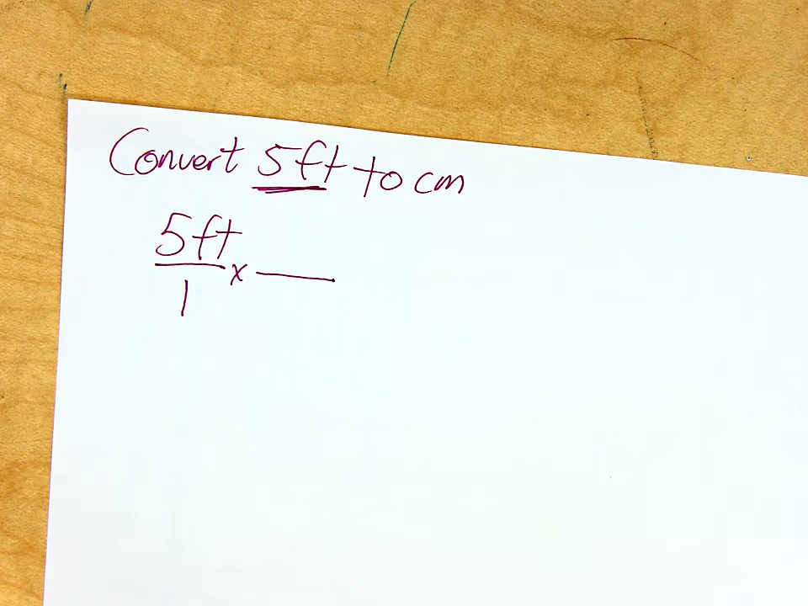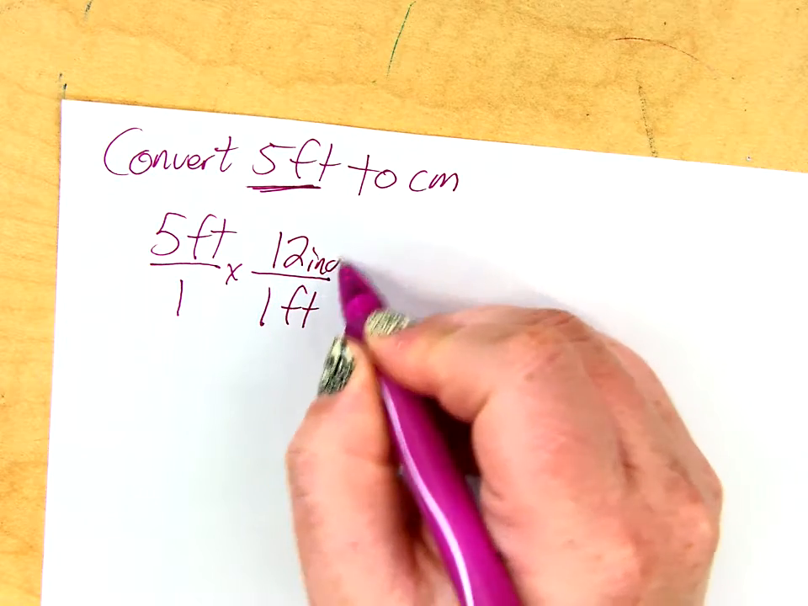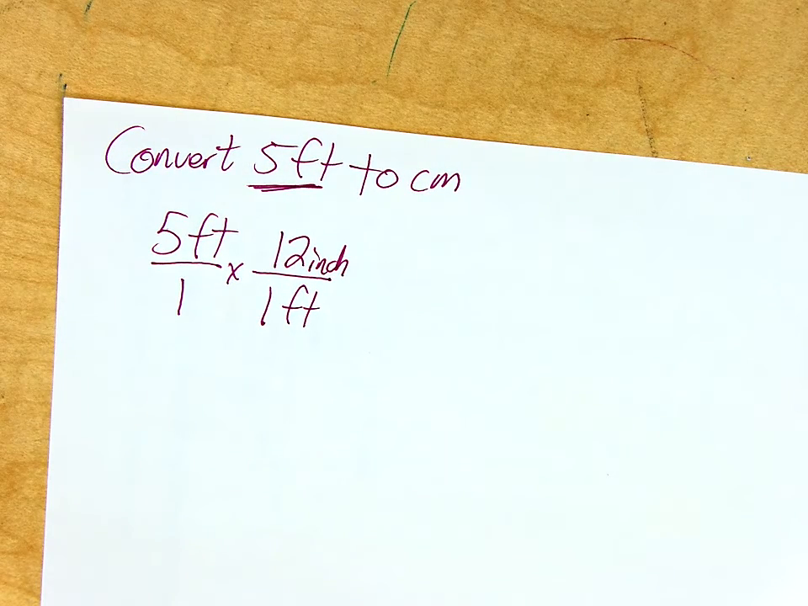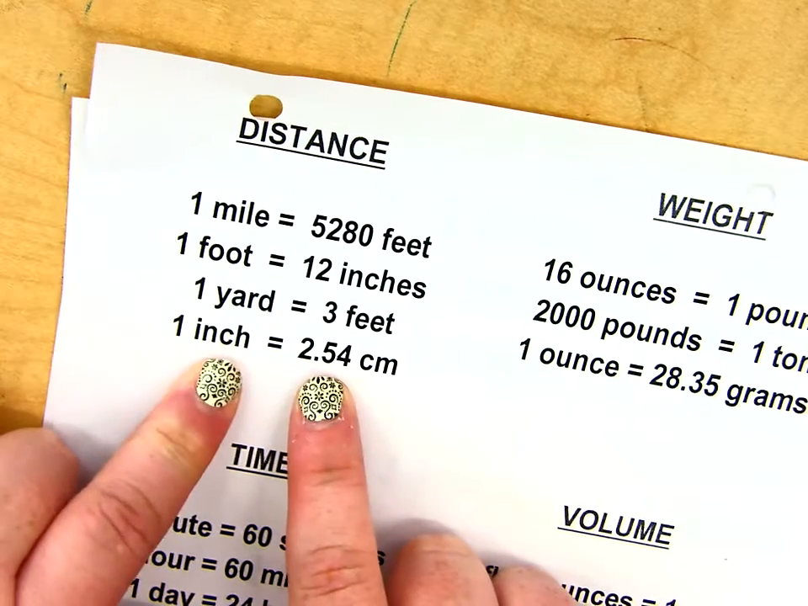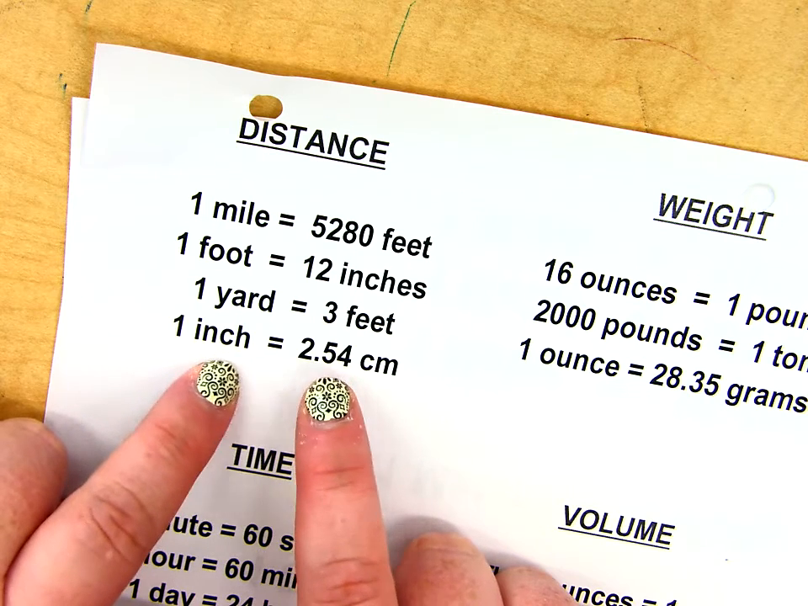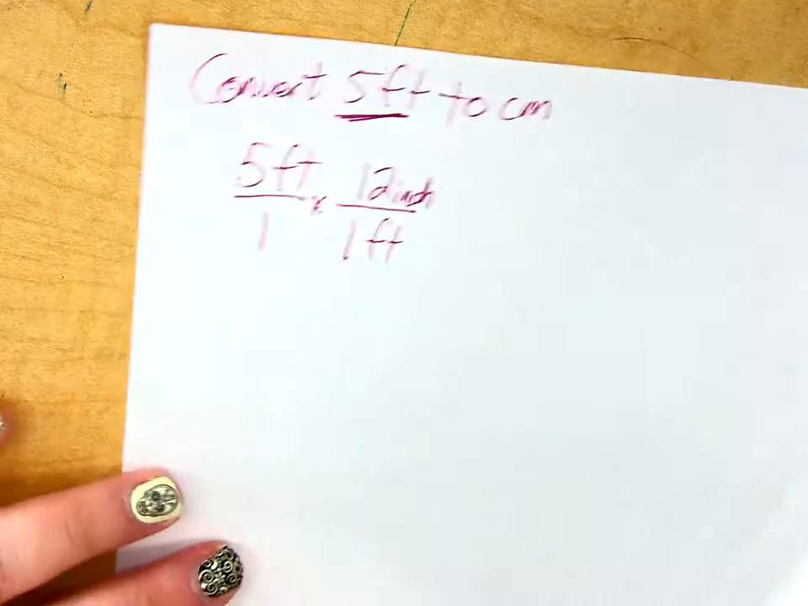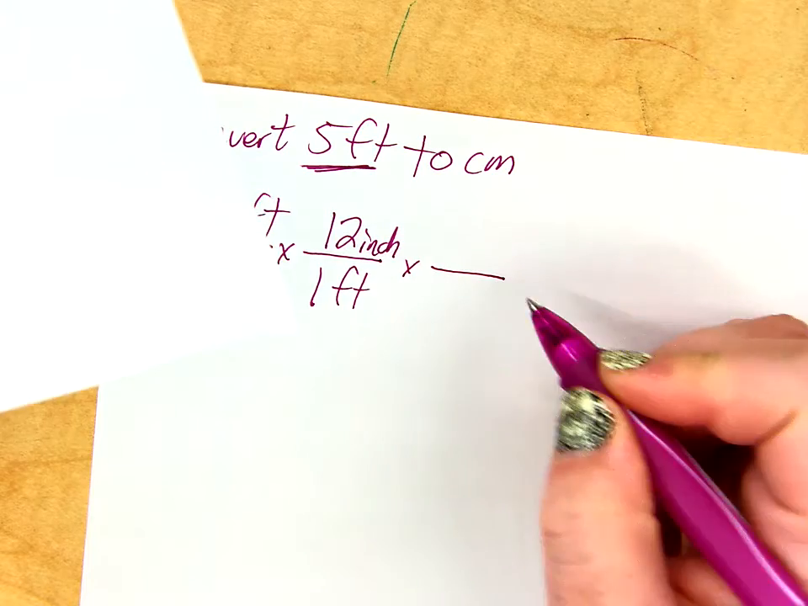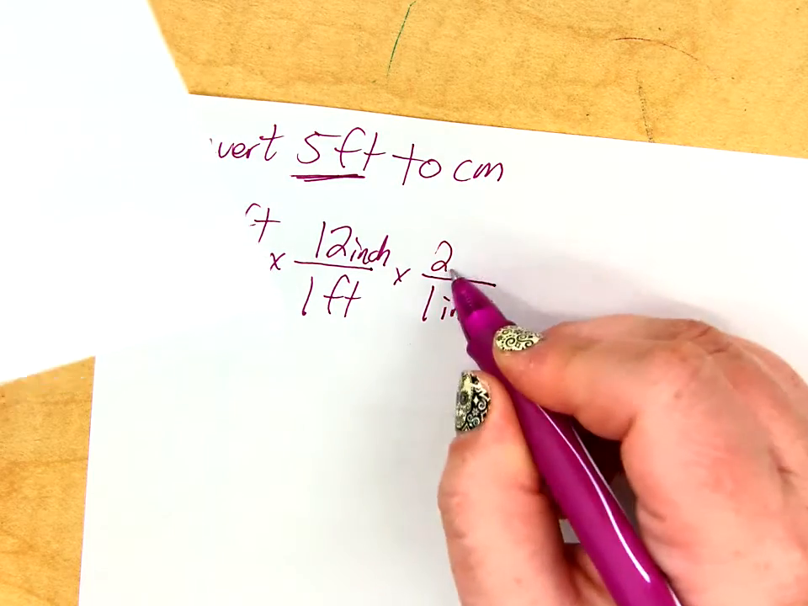What goes on the bottom? 12. Oh, wait, no, 1 foot, because I have feet on top, feet on the bottom. So 1 foot, 12 inches. Right? But I'm not done yet. I'm trying to get to centimeters. Now I'm going to have to refer to my reference sheet because I don't necessarily know that conversion, but it's right here. So 1 inch, 2.54 centimeters is going to be my next fraction. So who will be on the bottom? Oh, all the denominators are 1 again. 1 inch, 2.54 centimeters.